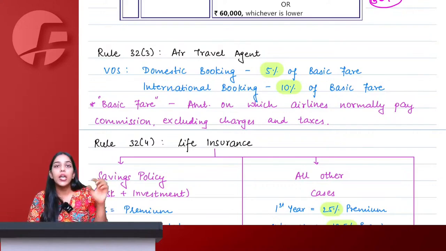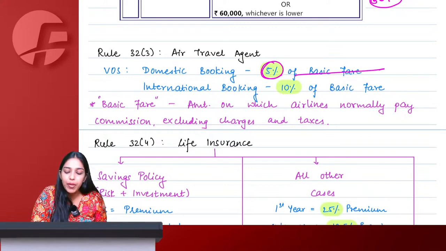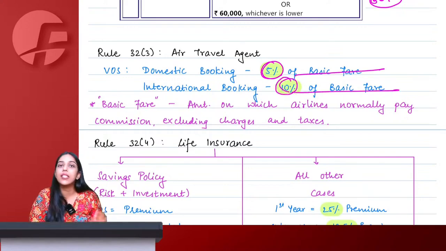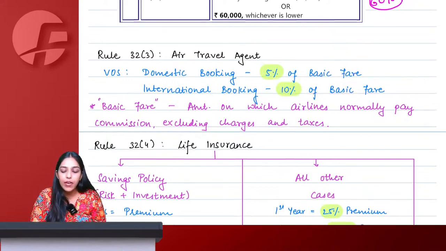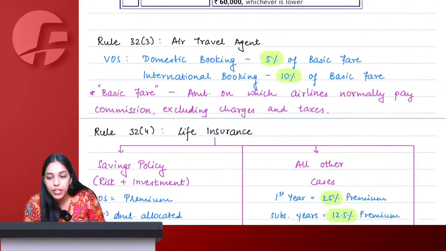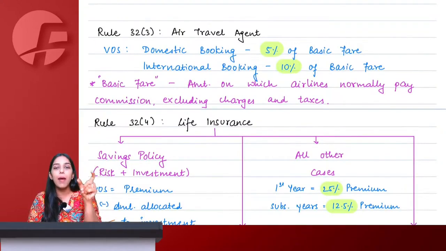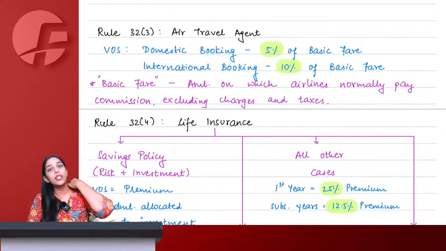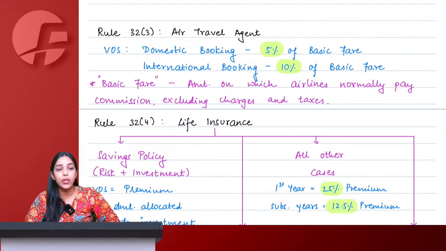For an air travel agent, domestic booking is 5% of basic fare, international booking is 10% of basic fare. What is basic fare, ma'am? The same fare on which airline companies are paying commission. The same amount, the same fare, excluding all the charges, all kinds of taxes, excluding everything.